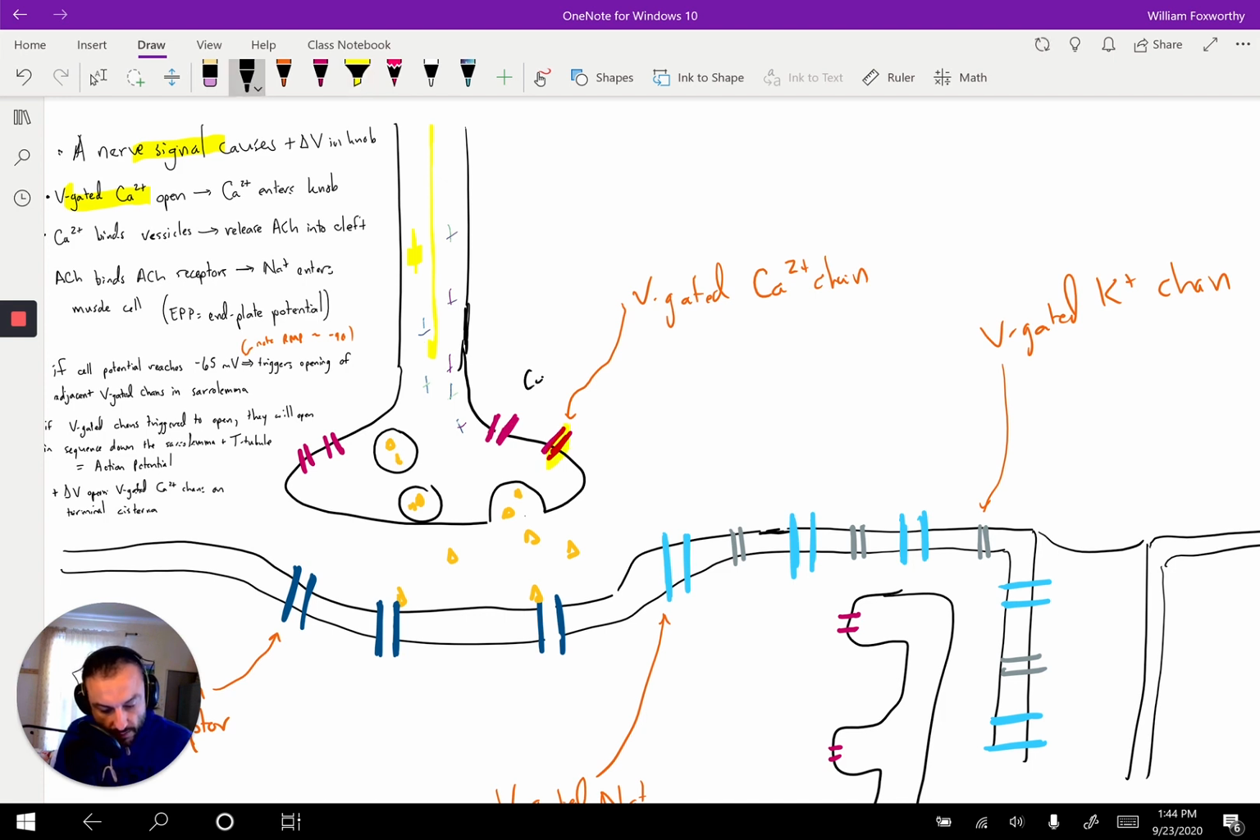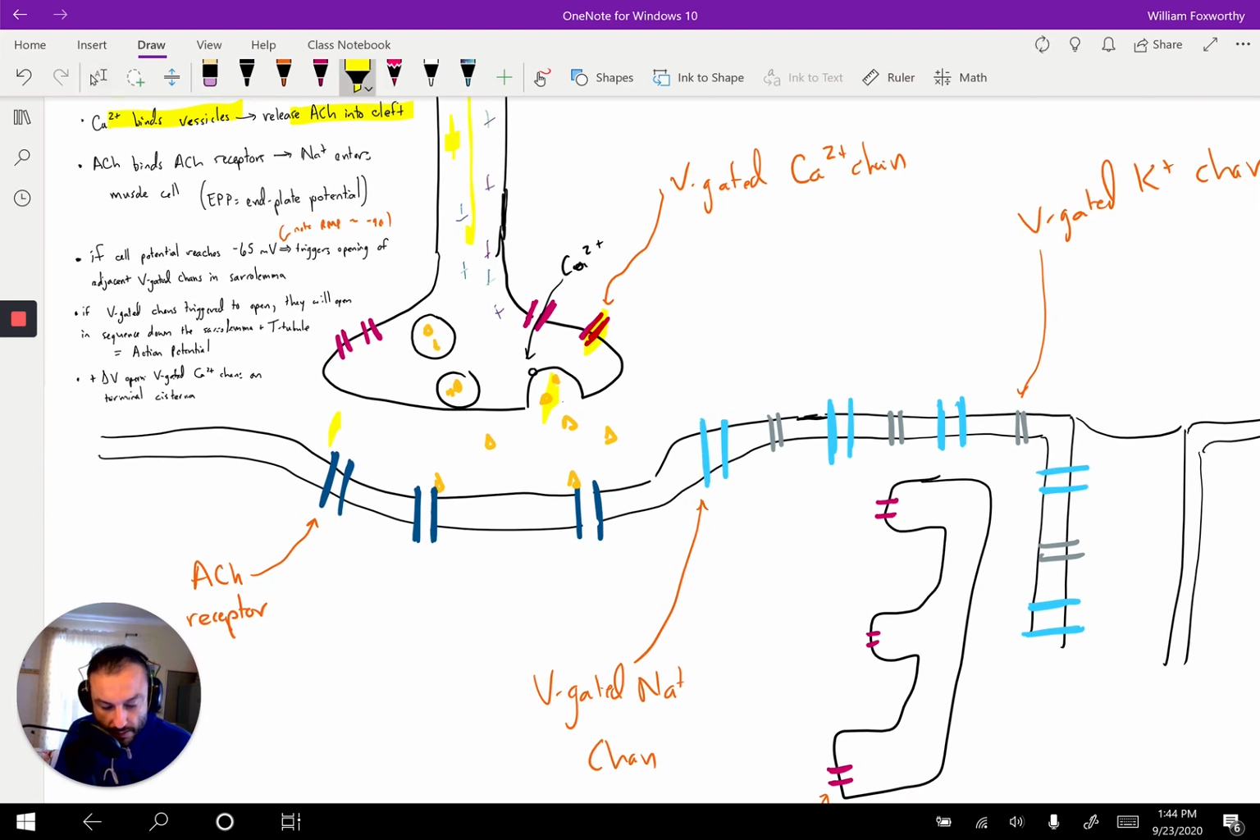I hope I just said voltage-gated calcium channels. Anyway, this is triggering the opening of your voltage-gated calcium channels. As a result, calcium is going to enter into your synaptic knob. That calcium is going to bind to your vesicles and trigger the fusion of those vesicles with the synaptic knob membrane, which releases acetylcholine into the synaptic cleft. That acetylcholine will then diffuse across the synaptic cleft, where it will bind to acetylcholine receptors.